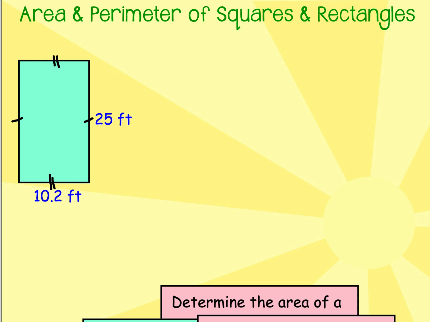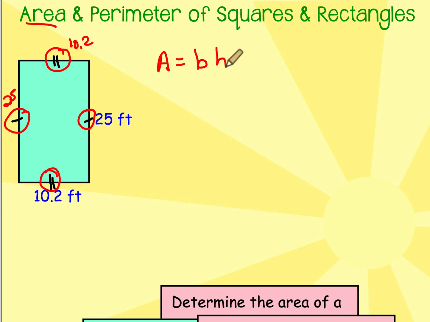Okay, so let's go ahead and figure out the area of this shape. Make sure you recognize it's not a square, and this time it is a rectangle. And so notice that this has 2 tick marks, but this has 1, and that's because these 2 sides with 1 tick mark are both going to be 25 feet, and the ones with 2 tick marks would both be 10 and 2/10 feet.